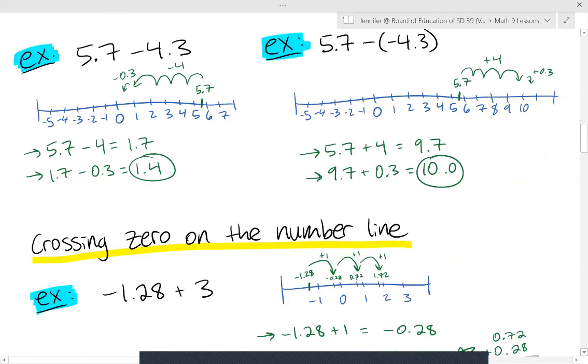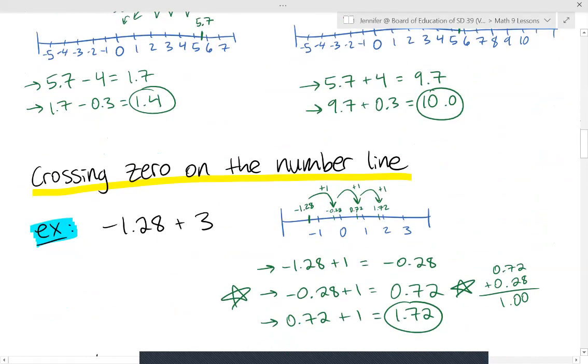Something to be careful about is when you're crossing 0 on the number line. So all the examples we've looked at so far stay on one side of 0 on the number line. And it gets tricky when you cross it. So this example, negative 1.28 plus 3, that's going to end up being a positive number. So as you can see on this number line, we start about here and we end over here. So we've crossed 0. When we go through these steps, just like normal, we're going to be going to the right because we're adding a positive. So we start by adding 1. Negative 1.28 plus 1 gives us negative 0.28.